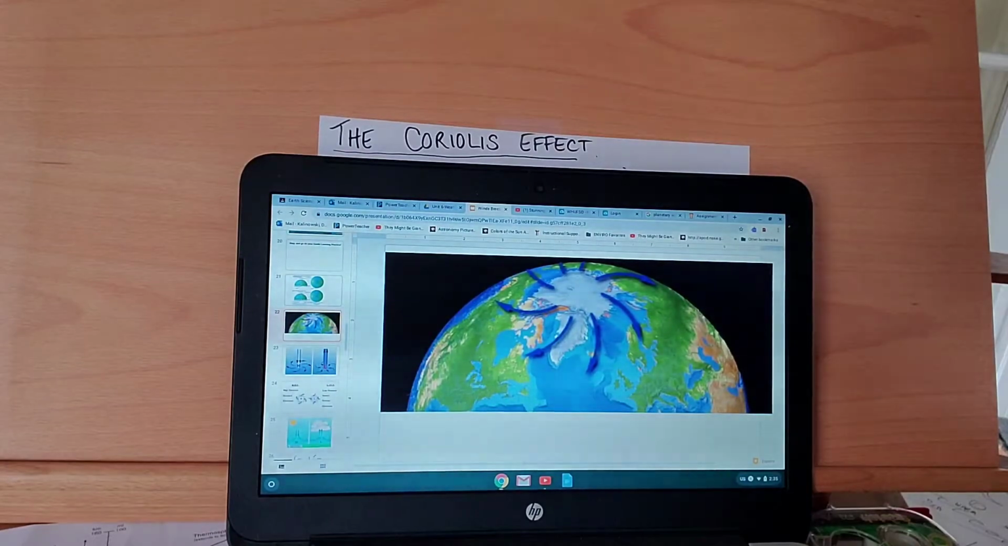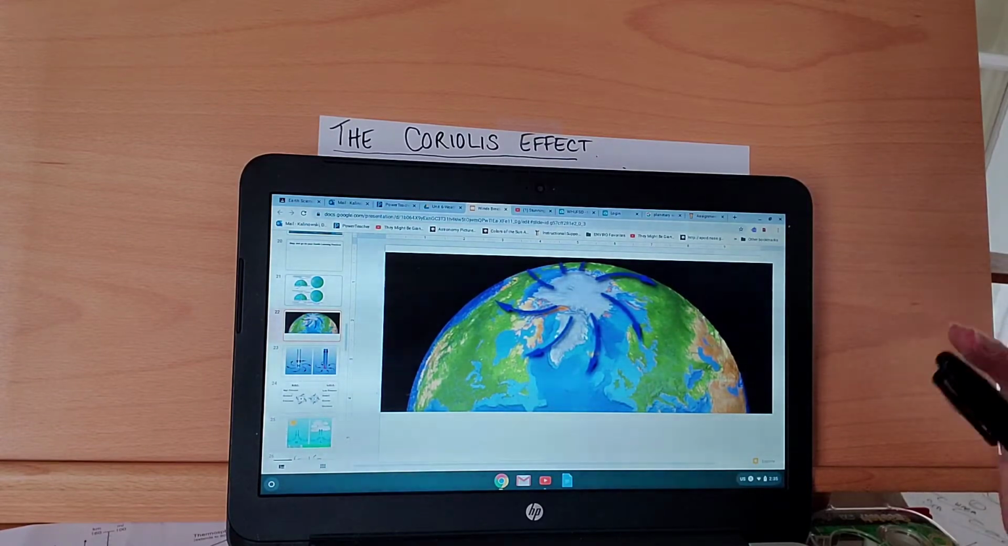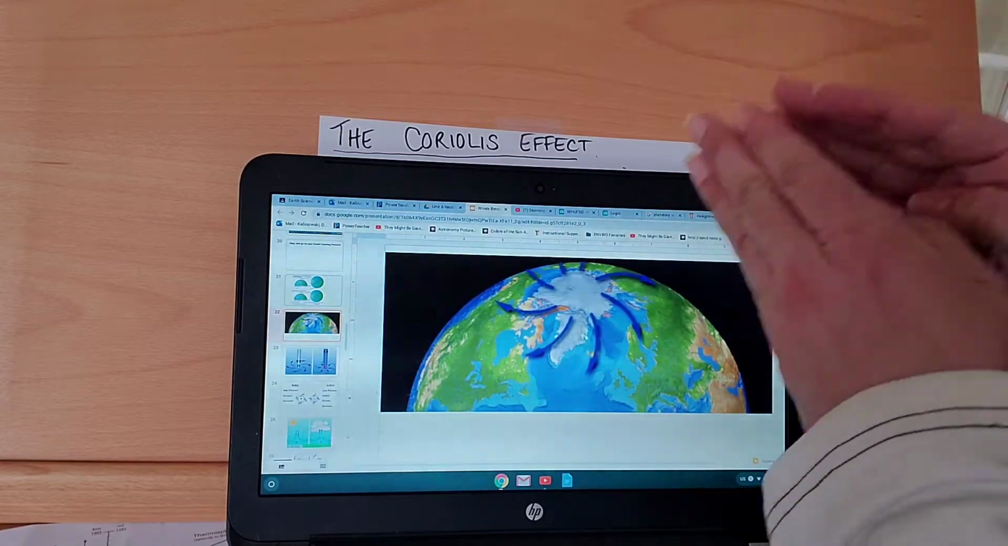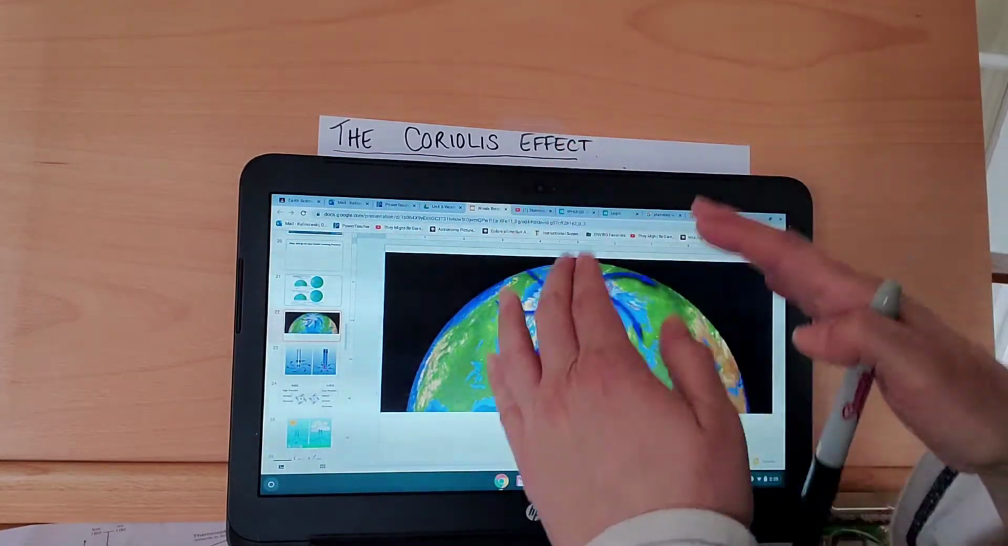This picture was in the slideshow yesterday. This is looking down on the North Pole. You'll notice the color of the arrows are blue. That's because it is cold air. And so that air, when it drops, high pressure, cool and contracted, dense, weighs a lot, it drops.